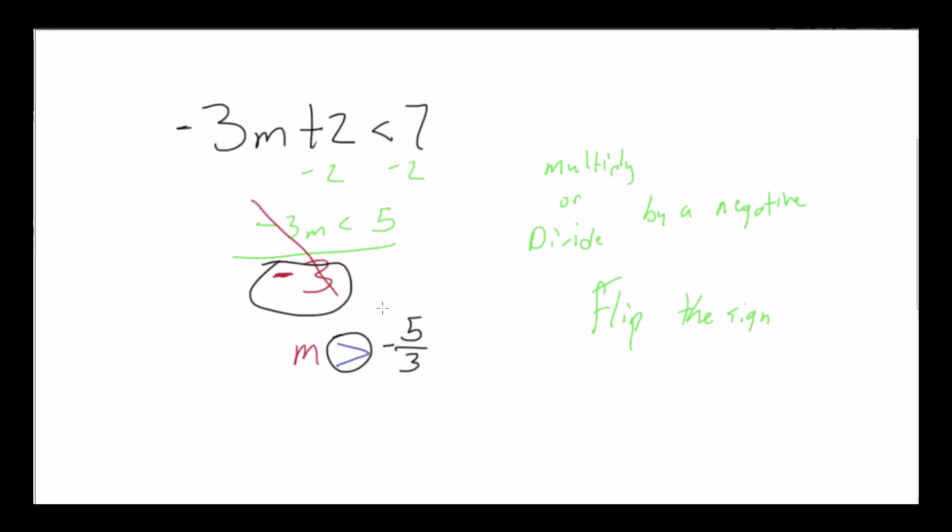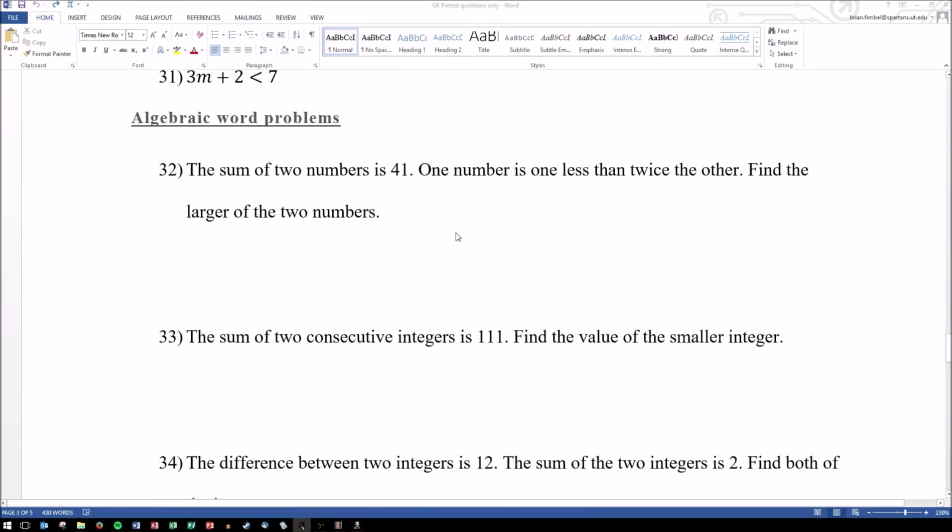That is the most crucial thing to remember. This is where a lot of people miss their points. Multiply or divide by a negative, flip the sign. It was actually so important I started with a lowercase f and made it an uppercase f. So I hope that kind of shows how serious it is.